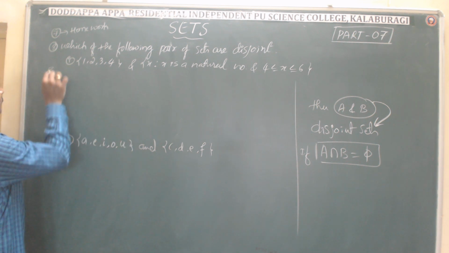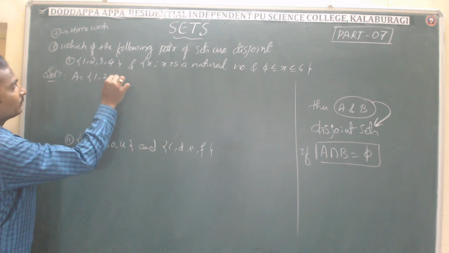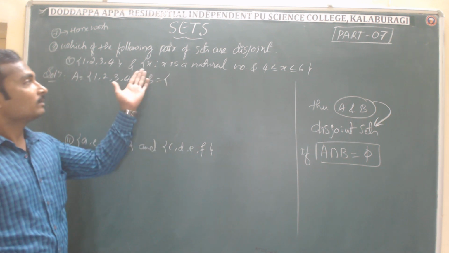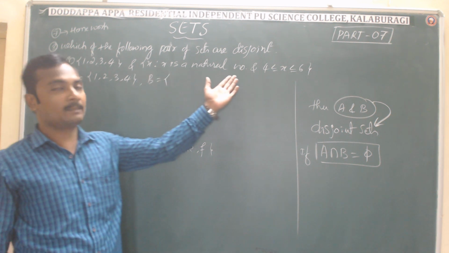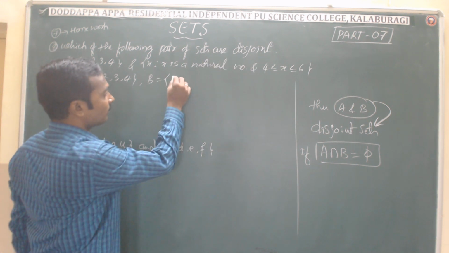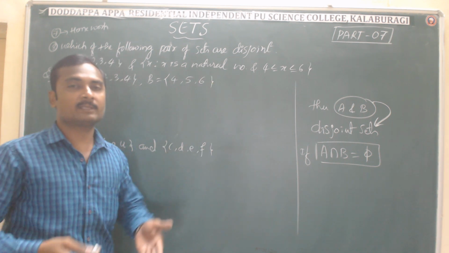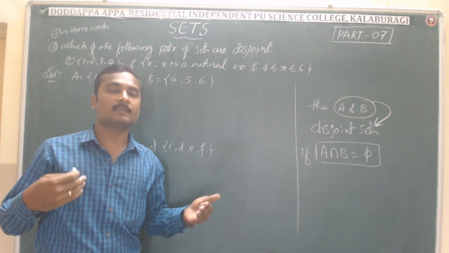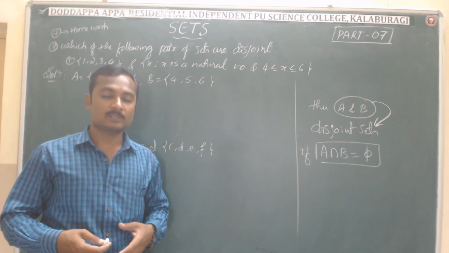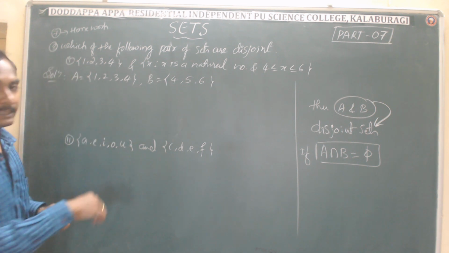So in the first solution, what is given to us? Let A equal 1, 2, 3, 4 and let the set B equal the set which contains x such that x is a natural number and 4 is less than or equal to x, which is less than or equal to 6. It means 4 and 6 are members of the set, including all the natural numbers between 4 and 6, that is 4, 5 and 6. So let us find the intersection of these two sets.